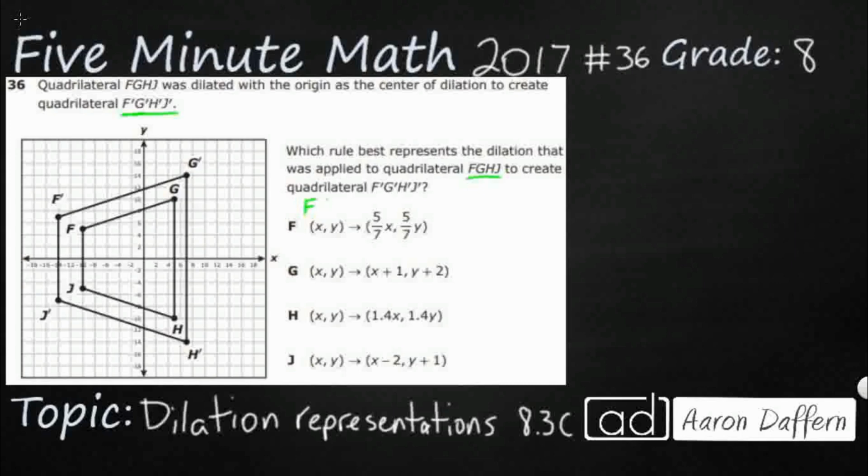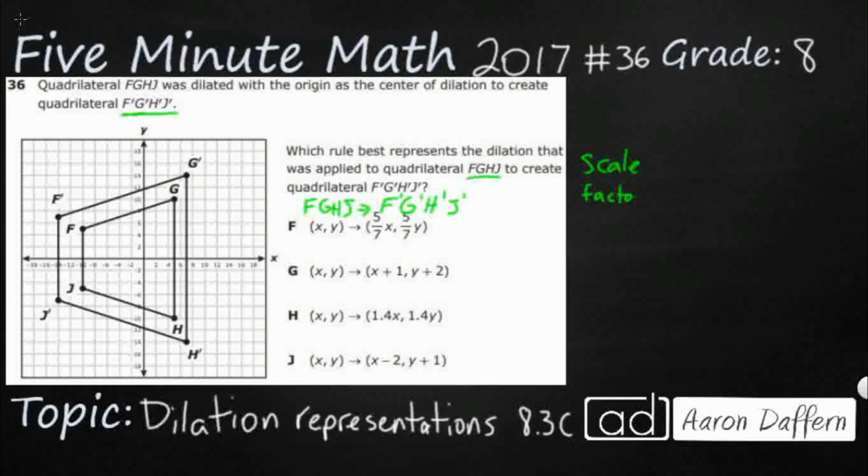Since we've got our answer selections here kind of lined up, the left column is going to be F, G, H, and J. And then our right column is going to be our prime, our new quadrilateral. So that's going to be helpful because what we need to do is look at scale factors. And so we need to remember these two rules.